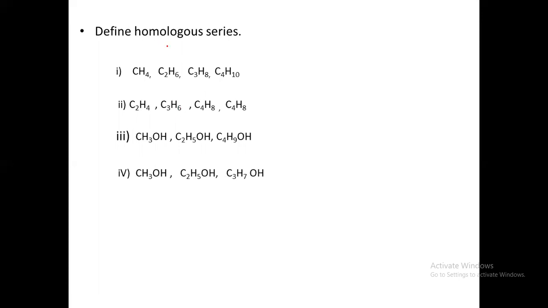So first, to define homologous series. How can you give a definition for homologous series, or what is a homologous series? Look at the first series. It's very clear that all these compounds belong to the alkane family, right? What is the general formula of alkane? If there are n carbons, the number of hydrogens will be double plus 2, CnH2n+2.